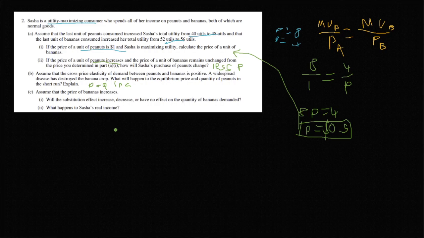So let's look at part C. I'm not going to write all of that. The substitution effect. Let's see. The price of bananas increases. That's quite sad. Bananas are pretty good.